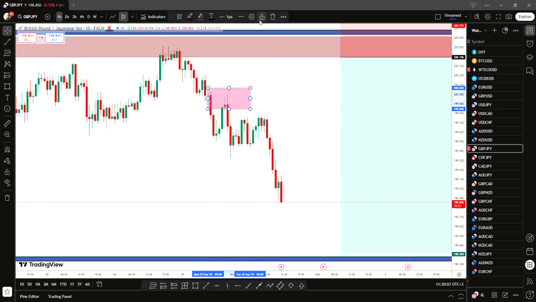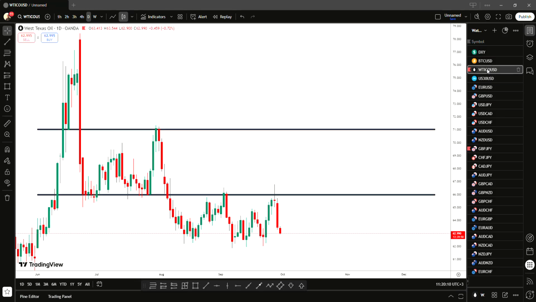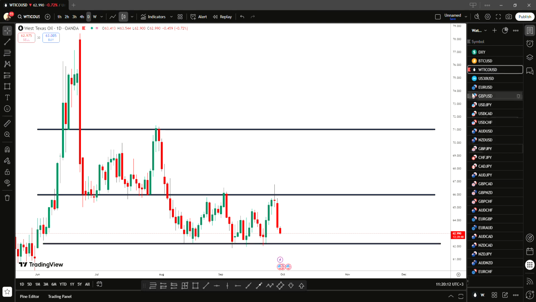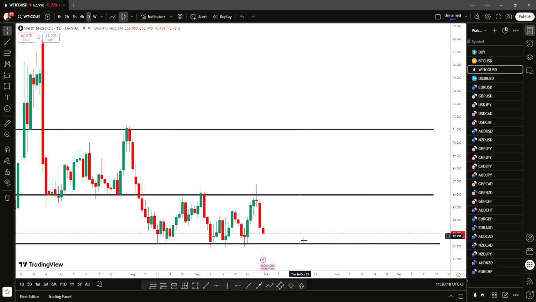Okay, so now I'll proceed to the US oil. This is the last pair. So I have US oil on the 4 hour, and on the daily time frame.